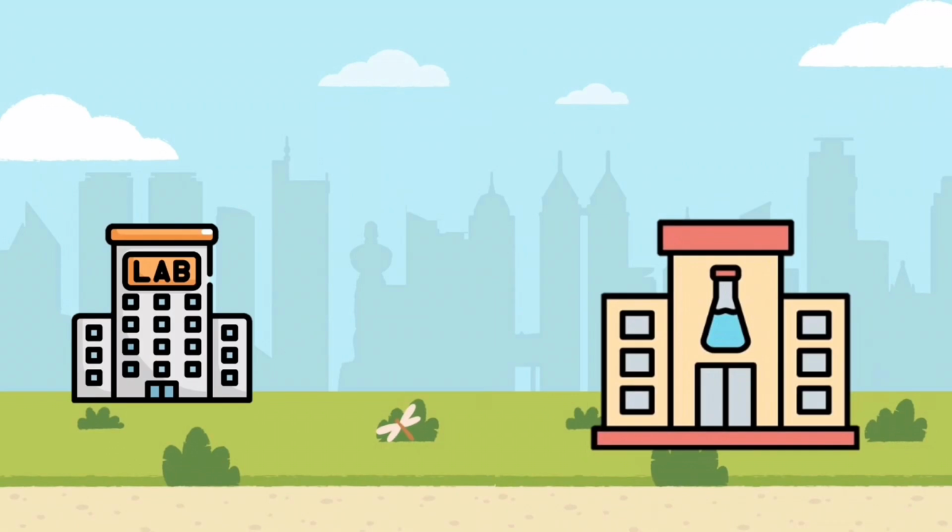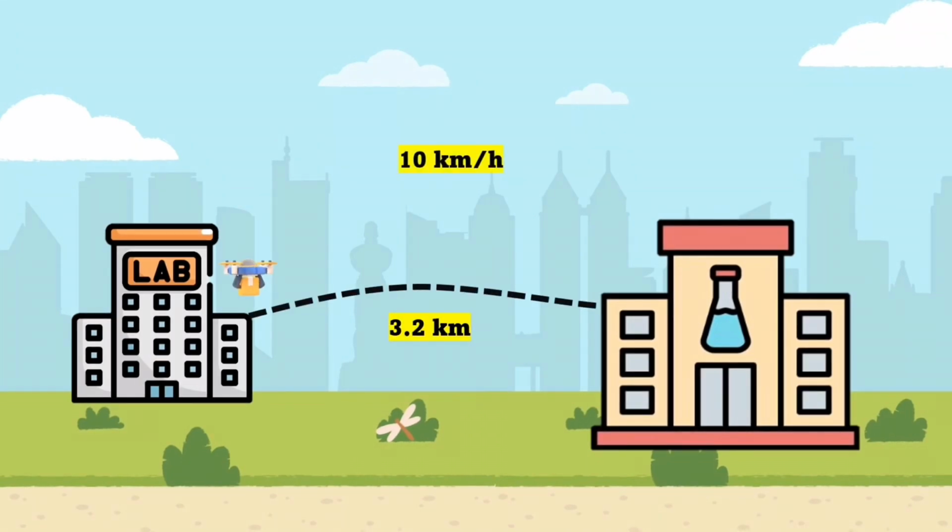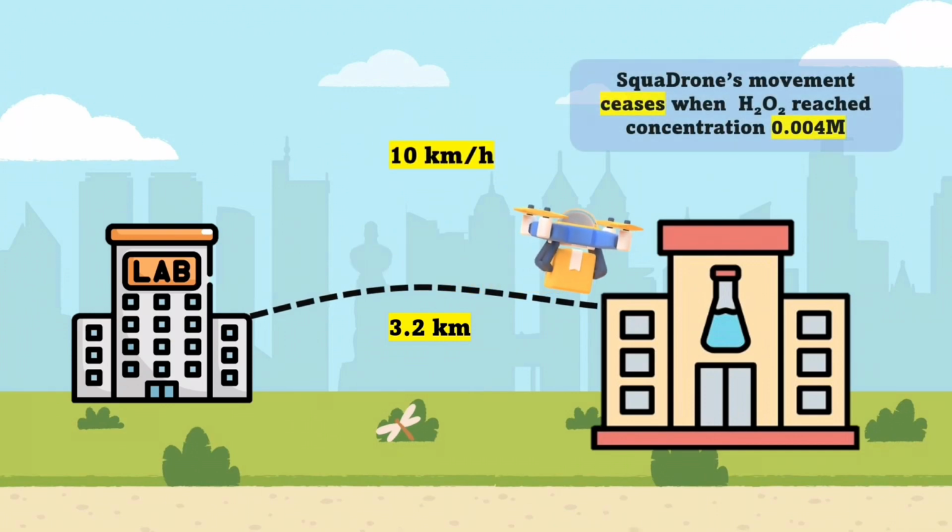Distance between Block A and B is 3.2 kilometers and the squadron has a speed of 10 km per hour, but it will cease its movement once the concentration of H2O2 reaches 0.004 molarity. So, our team has been assigned by Chemtech to determine the initial optimum H2O2 concentration for successful sample delivery and to avoid wastage of H2O2.